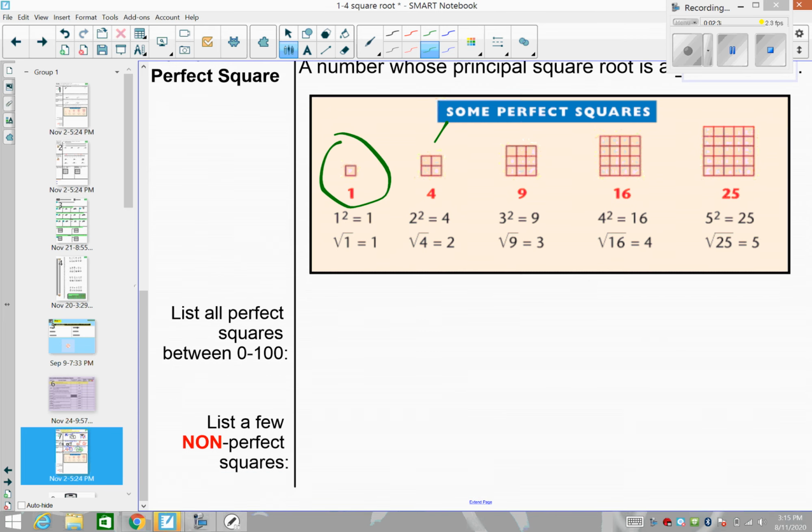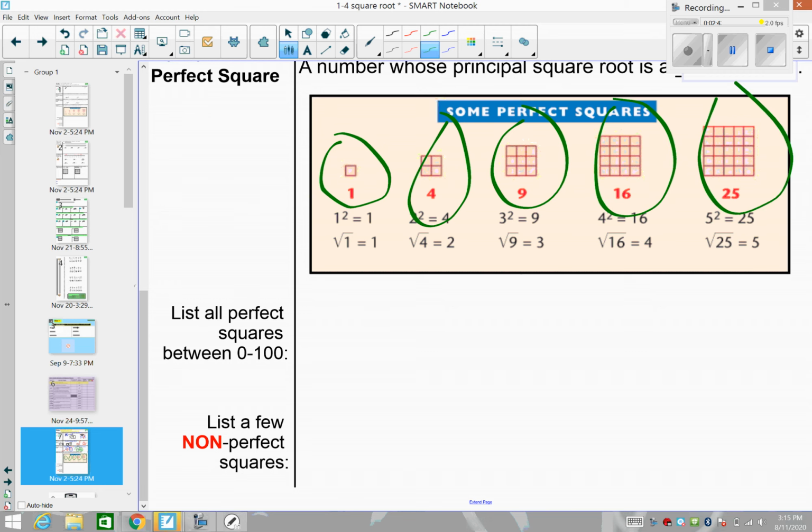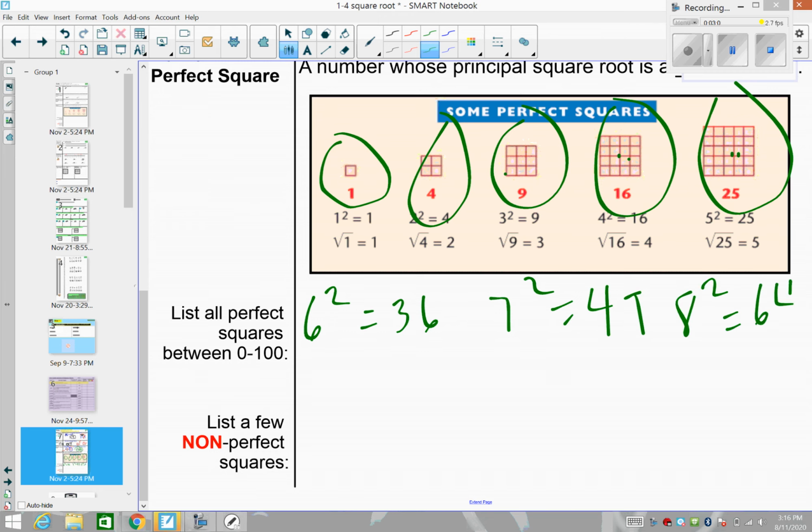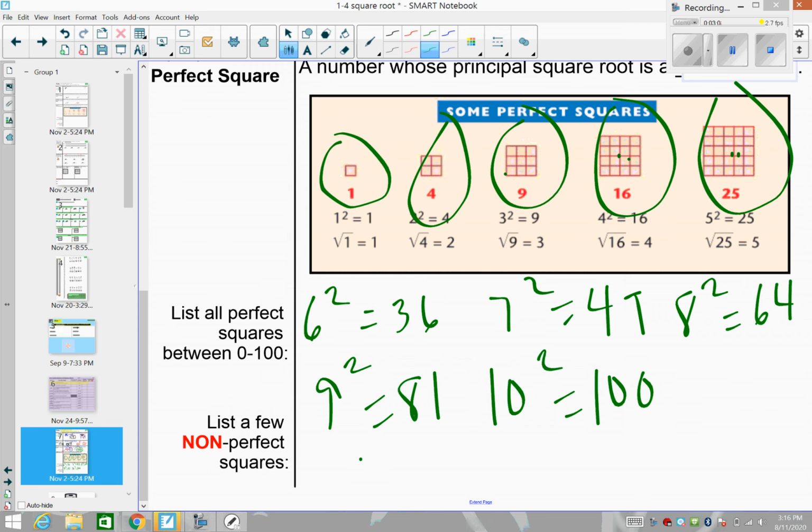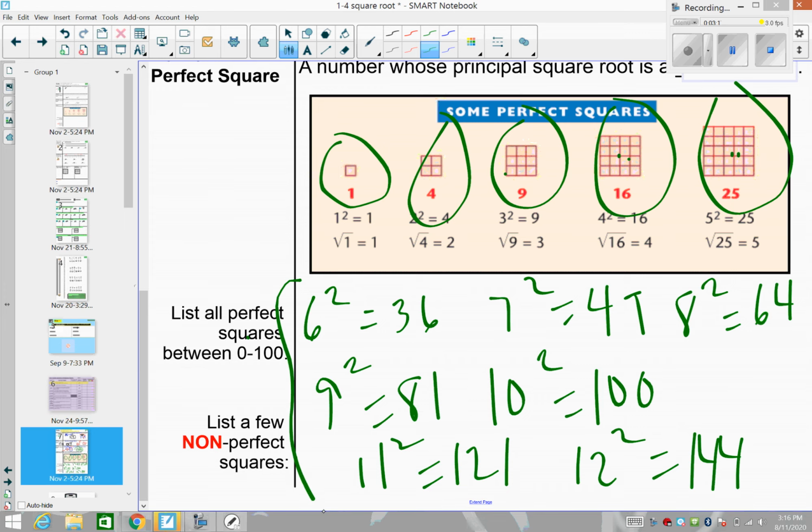So 1, 4, 9, 16, 25. Those are perfect squares because it's 1 times 1, 2 times 2, 3 times 3, 4 times 4, 5 times 5. So the other ones would be 6 times 6, 7 times 7, 8 times 8, 9 times 9, 10 times 10, 11 times 11, 12 times 12, and so on. We could continue that process, but these are the perfect squares.